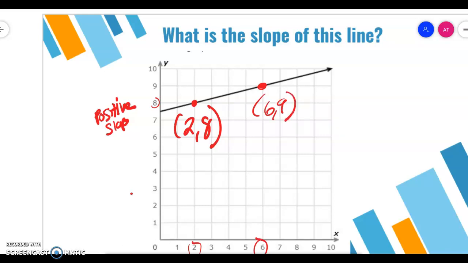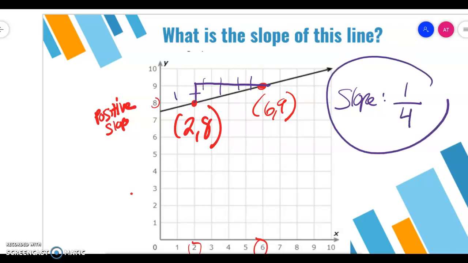Wow, super cool. So now I have my starting point and my ending point. I'm going to rise and run. So how far did I rise? 1. And how far did I run? 4. So I have a positive slope, and my line said it was positive. So now I have a slope of 1/4.